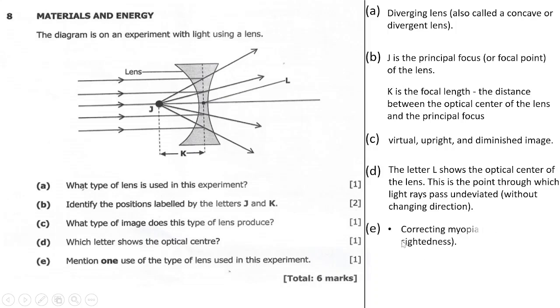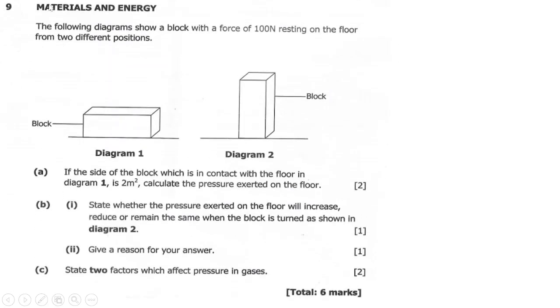So one use is in correcting myopia, which is short-sightedness, or two, eyepiece in some telescopes, or three, cameras to correct optical aberrations. So these are some of the uses of this lens here. We go to question 9, which says materials and energy.